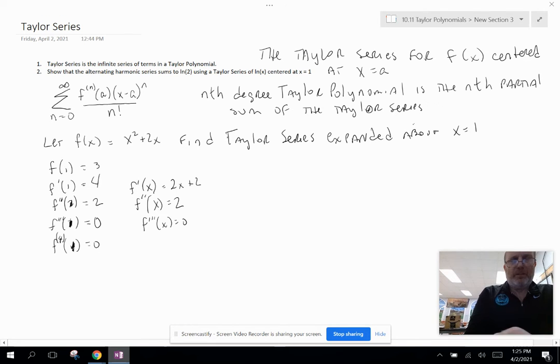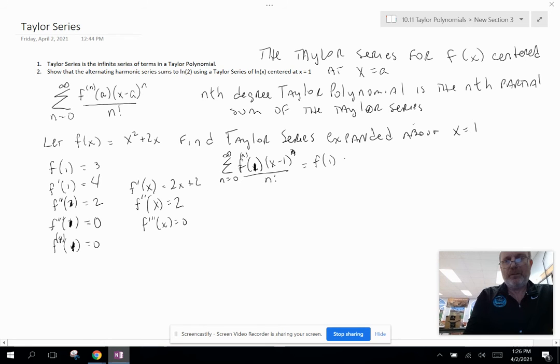So the Taylor series expansion of f of x, this function, about 1 is going to be the sum, n equals 0 to infinity, of the nth derivative of f evaluated at 1, times x minus 1, it's not squared, it's to the nth power, over n factorial, is going to equal, remember, the 0th derivative is going to be just f of 1.